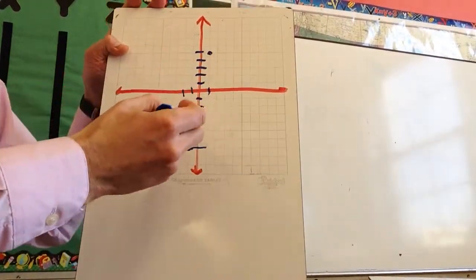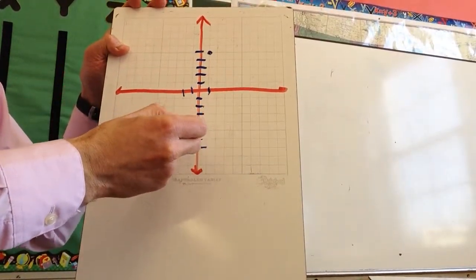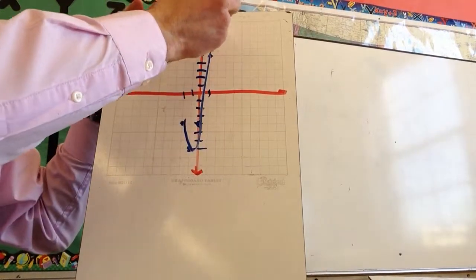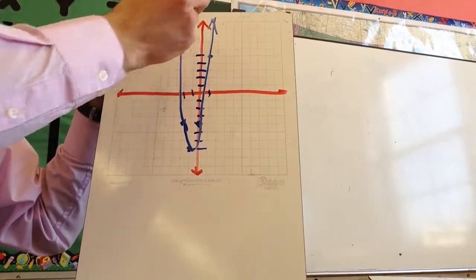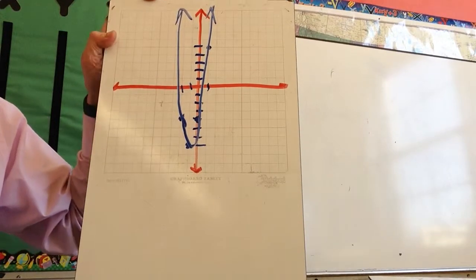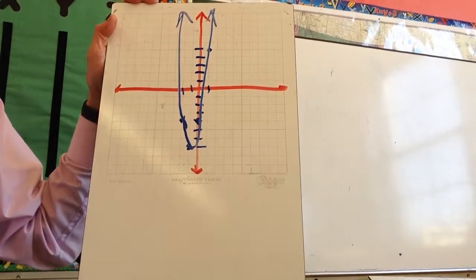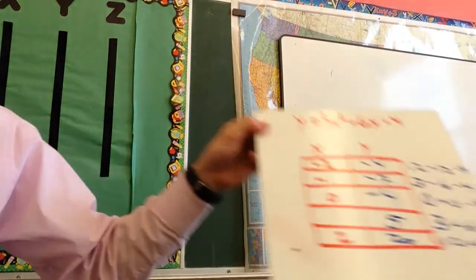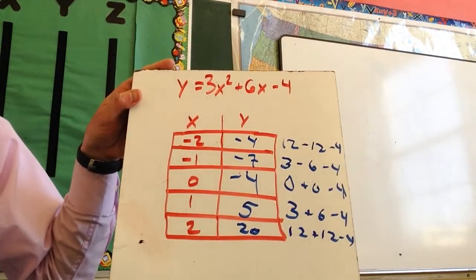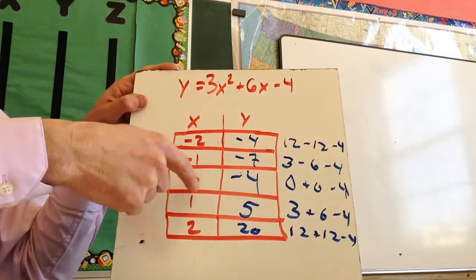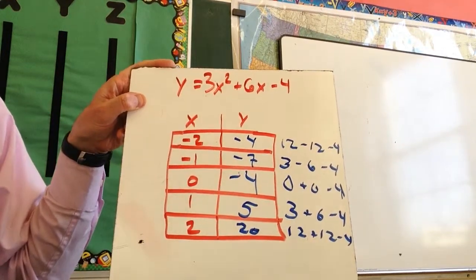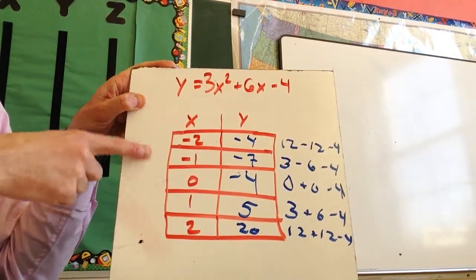Now as I create this, remember this is going to create a U, and so it's going to look something like this. Okay, so that would be how I might graph y equals 3x squared plus 6x minus 4. So to do that, what I would do is take each of these, and substitute in values for x and for y.